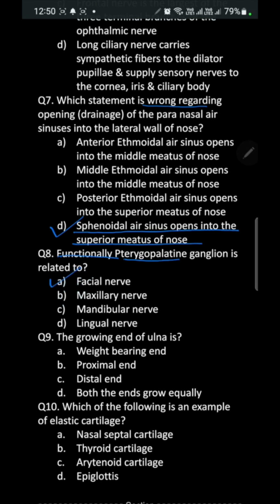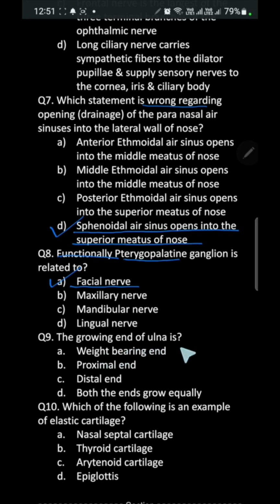In one of the questions above just now, I have explained that the greater superficial petrosal nerve fibers are coming to relay here, and from here onwards the postganglionic fibers via the branches from the maxillary nerve will get distributed to supply the lacrimal gland, the mucosal glands of the nose and the pharynx and the palate. So the answer here will be facial nerve, but structurally it is related to maxillary nerve. Remember this.